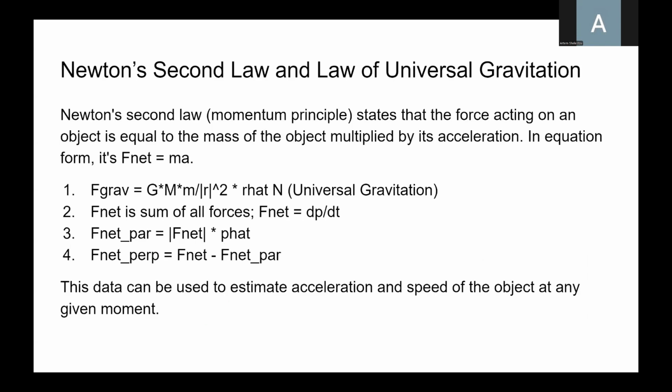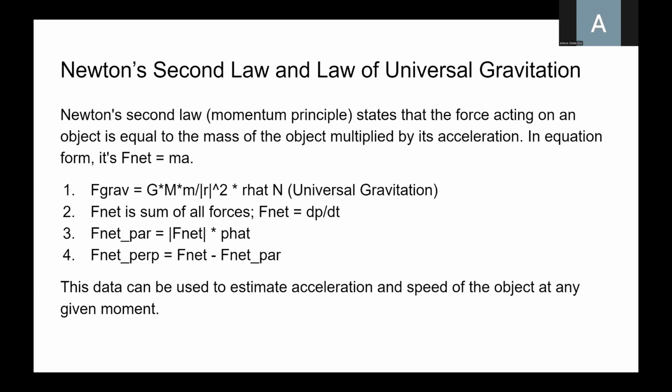So the laws used here are Newton's second law and universal gravitation. Newton's second law states that the force acting on an object is equal to the mass of said object multiplied by its acceleration, so F net equals ma. And the law of universal gravitation means that the force of gravitation is G times m of the other object divided by the magnitude of the distance between them squared times the direction of said distance times minus 1. And then F net is the sum of all forces and dp/dt, according to Newton's second law.